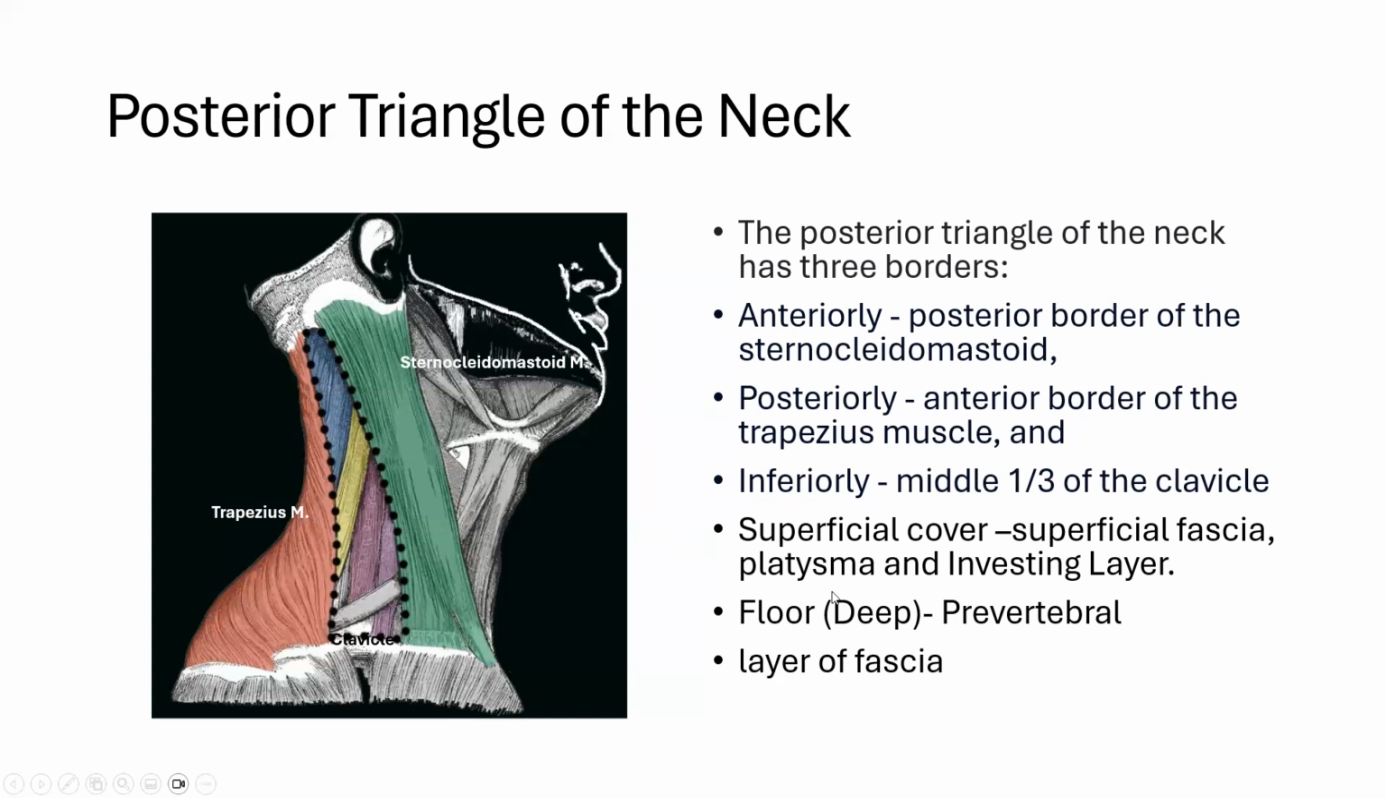Posterior triangle of the neck. The posterior triangle of the neck has three borders. Anteriorly, the posterior border of the sternocleidomastoid. Posteriorly, the anterior border of the trapezius muscle, and inferiorly, the middle third of the clavicle bone. Then the superficial cover is by the superficial fascia, platysma, and the investing layer. The floor is the prevertebral layer of fascia.